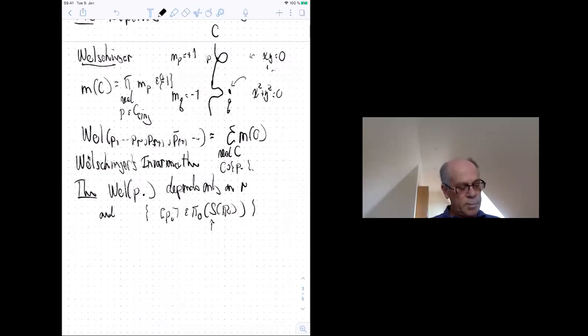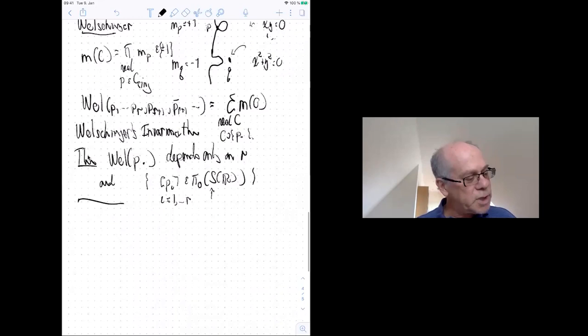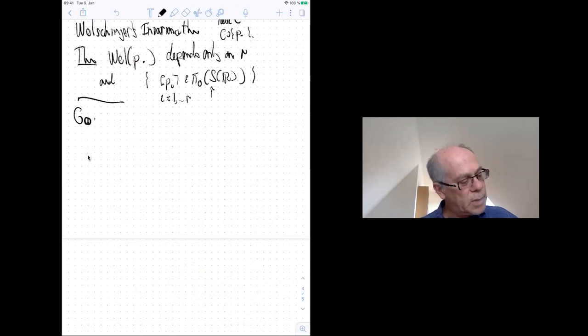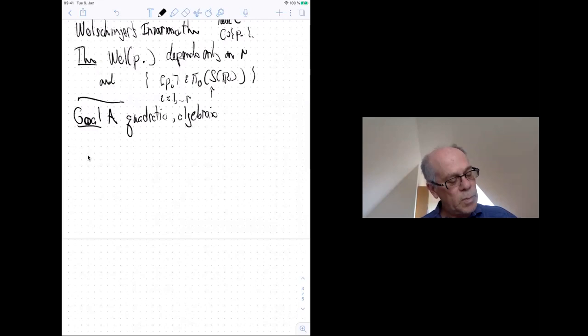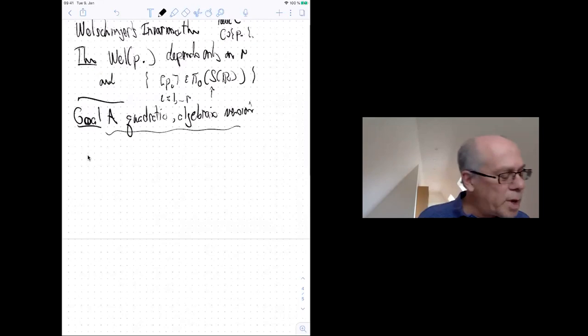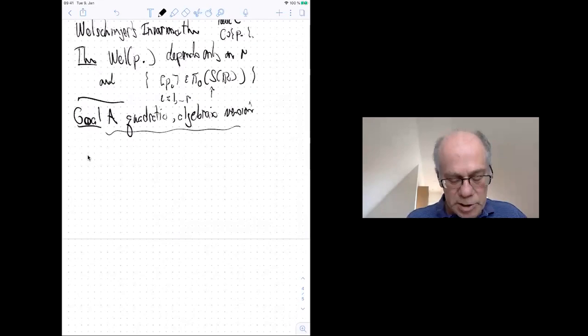Okay, this is for i equals 1 to r. So that's Welschinger's theorem. All right, so what we want to do today is get a quadratic version of that. So our goal is a quadratic and purely algebraic version. Maybe I should say that Welschinger originally proved this using symplectic methods, but then Itenberg, Kharlamov, and Shustin gave an essentially, mostly algebraic discussion, which we rely on a lot to give this quadratic version.